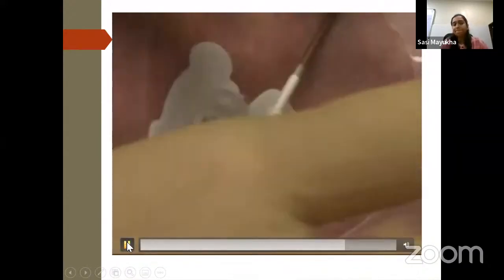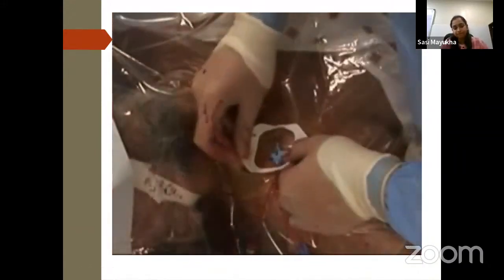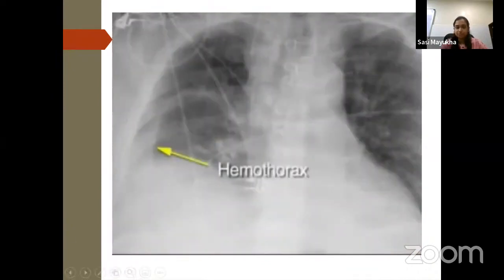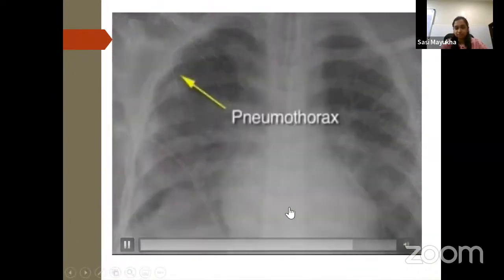Secure the line in place. Apply a sterile dressing before removing the drain. Obtain a chest X-ray to assess for proper placement and to assure that no hemothorax or pneumothorax has occurred.